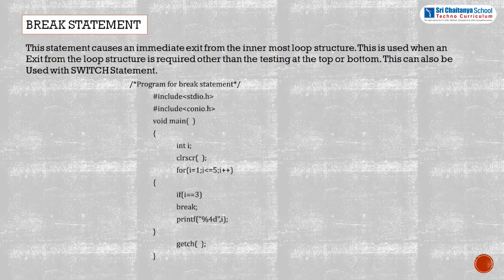In the below program, if you see, again they are going to print values from 1 to 5, and they have a break statement within a structure where they check a condition. If the value of i is equal to 3, then break and print the value of i. So this is how they define or use the break statement. What does the break statement do? This statement causes an immediate exit from the innermost loop structure. Hope you understood the break statement.